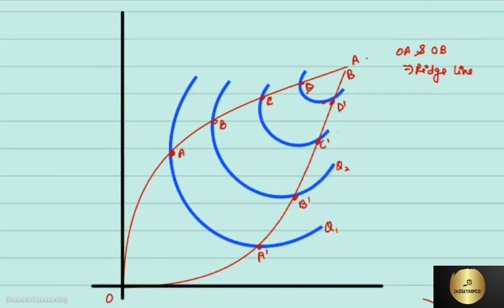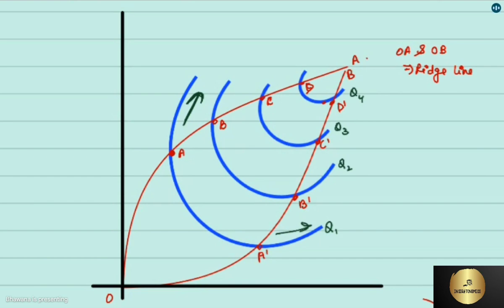Let's say Q1, Q2, Q3, Q4. These are your isoquants. As you know, along an isoquant, your output remains constant. But above the ridge line OA and below the ridge line OB, your isoquants are positive, upward sloping. That means to produce a given level of output, you need more capital and more labor.